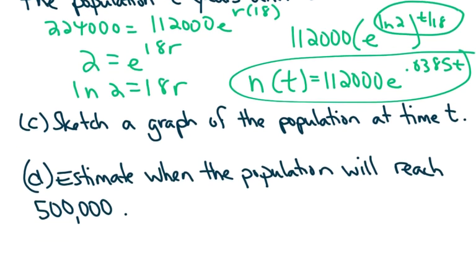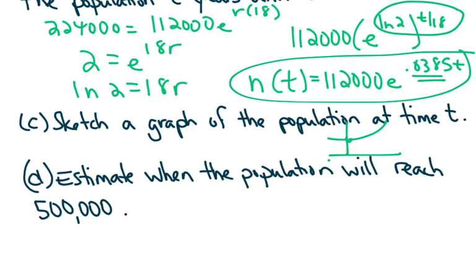Sketch a graph of the population at time t. You can just do it in your calculator if you want to, but if you notice the rate is positive, so the graph should be going up. And it'll start at like 112,000 and then go up from there.